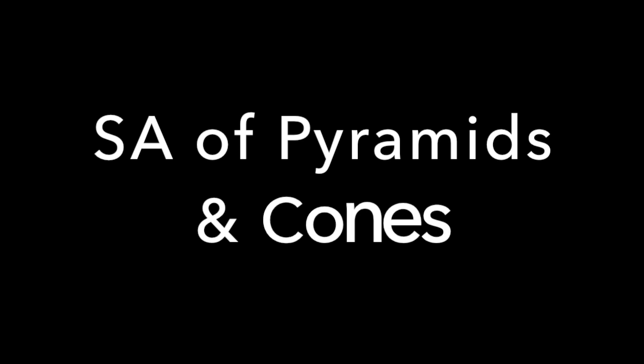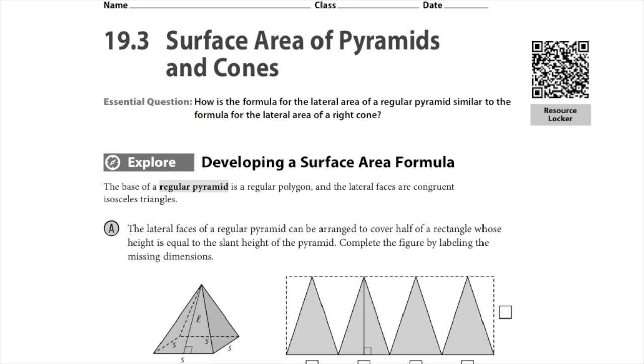This is video 10C. We're going to be following module 19-3 of your textbook, and this is the surface area of pyramids and cones video. So our essential question is, how can we always relate what we know now to what we knew before to develop a new surface area formula here? It's very similar to what we've done as far as surface area for prisms and cylinders.